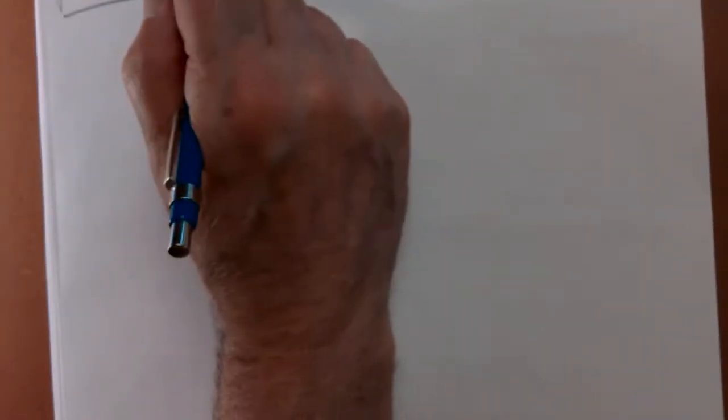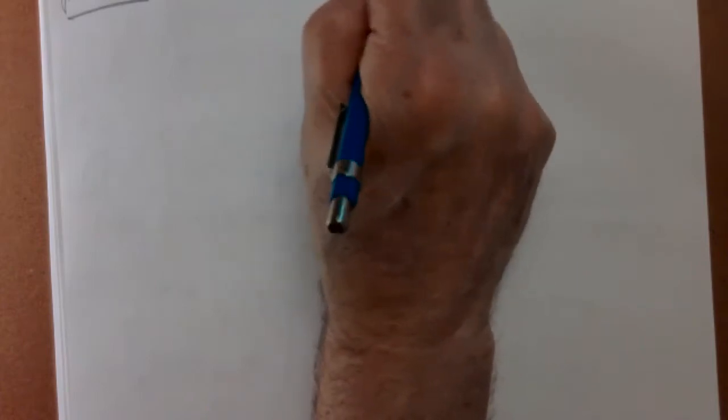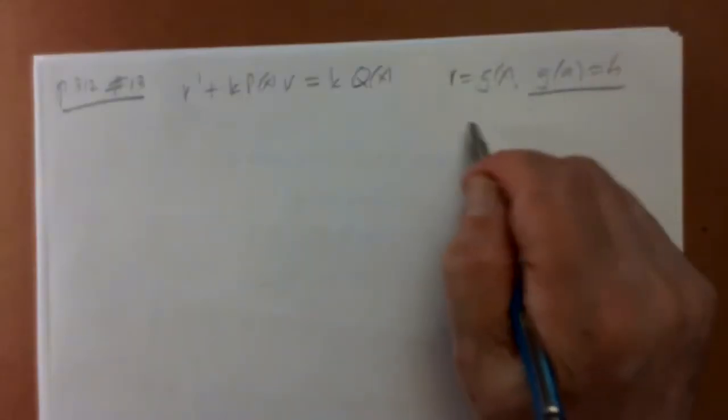So the problem is: find the function V such that V prime plus K times P of X times V equals K times Q of X. That's our differential equation. And we want some solution, we'll call it G of X, and G of A is equal to B. This is the initial condition.